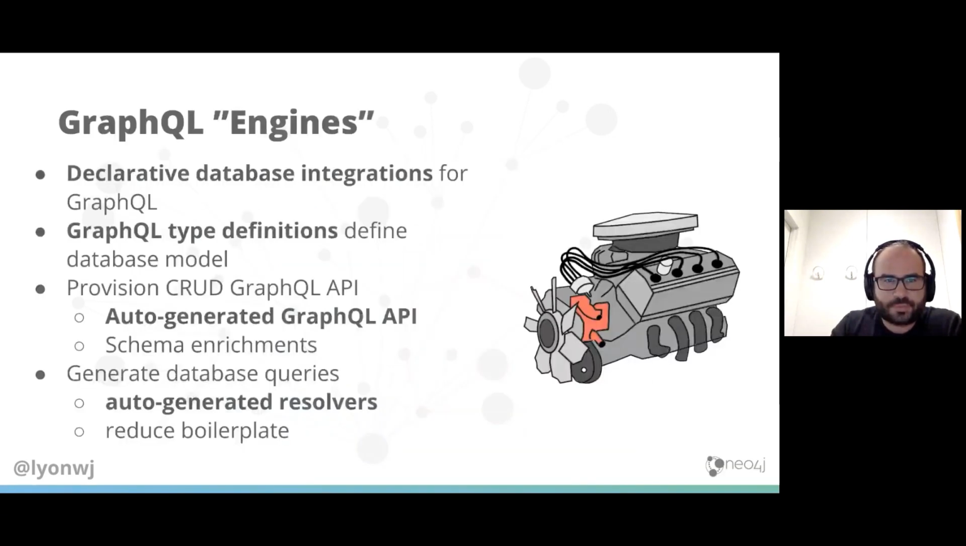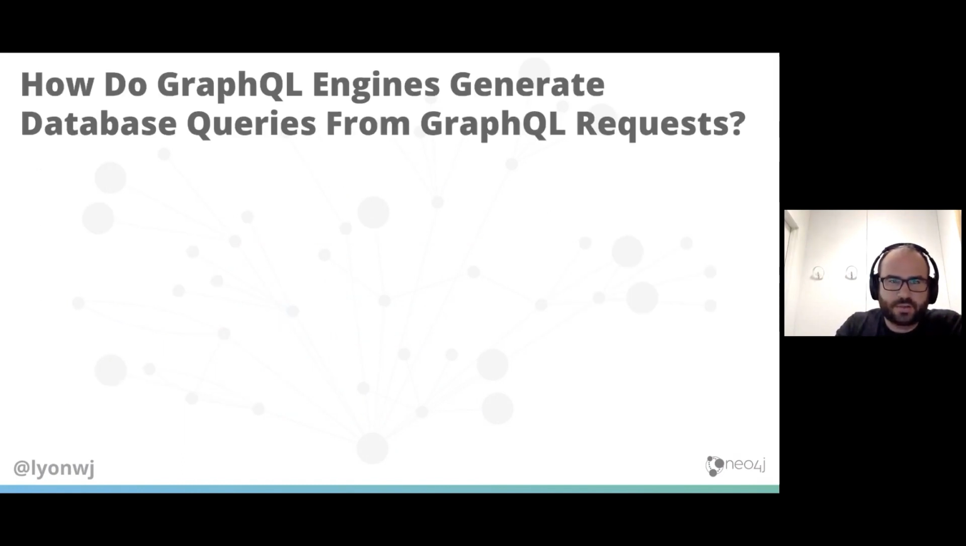So we said earlier that these GraphQL engines are declarative database integrations for GraphQL that do things like allow us to either infer or to drive a database from GraphQL type definitions, giving us this auto-generated GraphQL API on top of our database and auto-generated data fetching code, which is really nice and convenient.